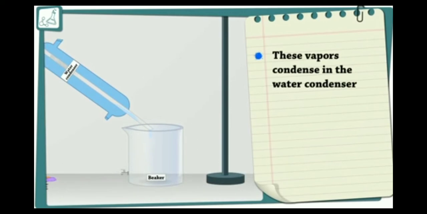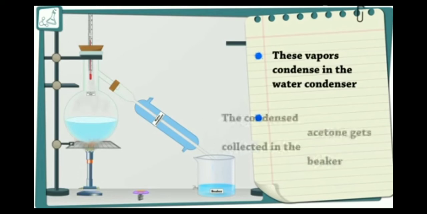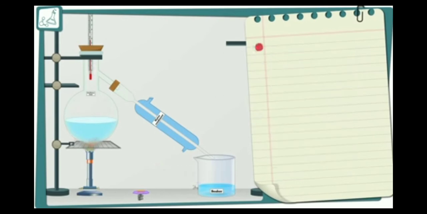The process will continue until all the acetone present in the flask has evaporated. At the end, only water will be left in the distillation flask. So in this way, we can separate two miscible liquids.